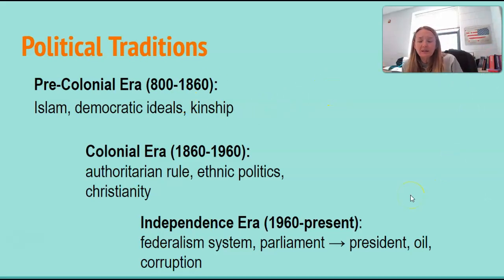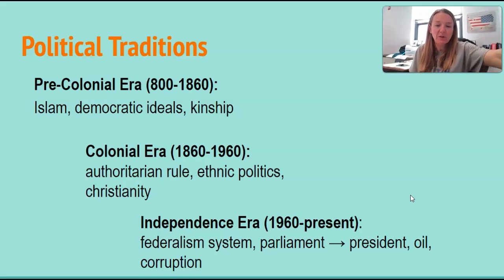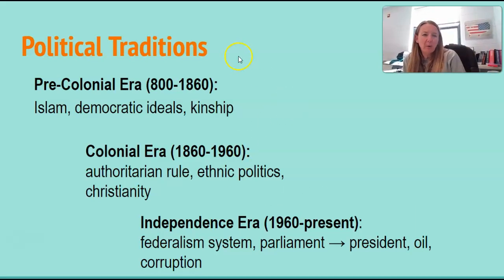And then in 1960, Nigeria gained its independence. A federal system was established as a way to deal with the multi-ethnic state of their country. We'll talk about that. They originally had a parliamentary system modeled after Great Britain. That didn't last very long, and they modified it and switched to a presidential system, which is more based on the United States. We also see the introduction of a lot of oil playing a huge role, and then a lot of corruption surrounding that oil.